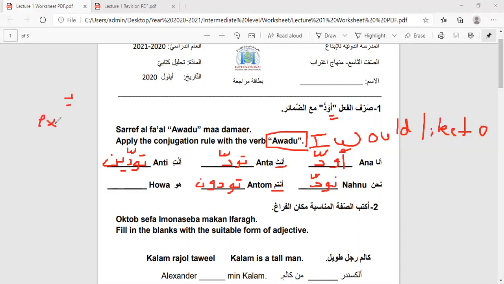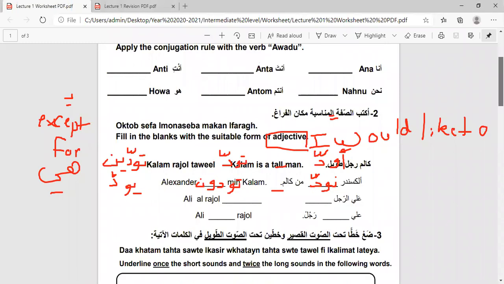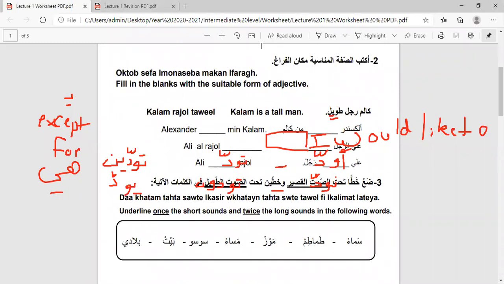Except for here, because here it's a feminine, we should start with ta. So huwa yawaddu. We start with ya. So this is how we apply the conjugation rule for the verb awaddu, which is a present tense verb. Now let's go to the second question.